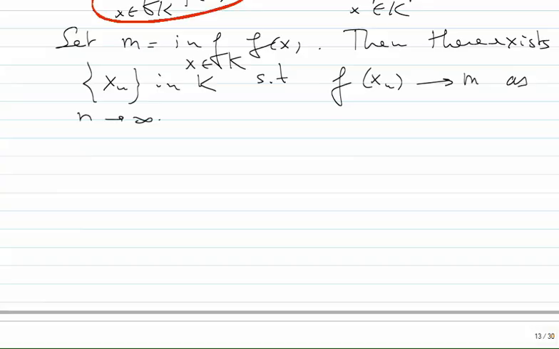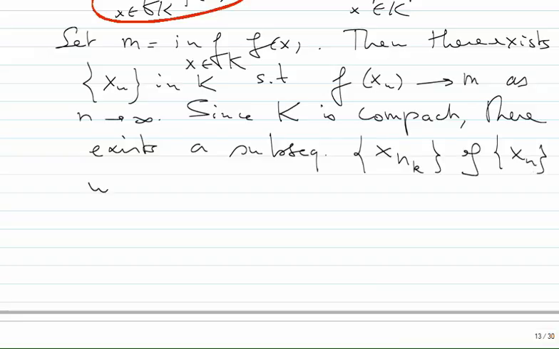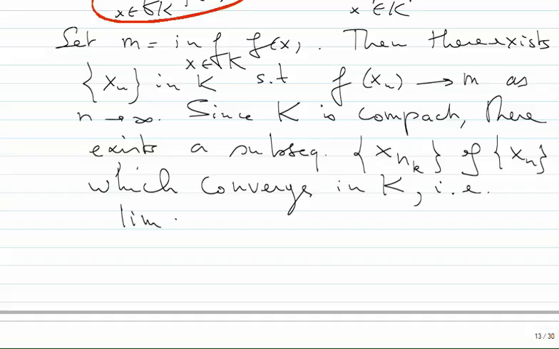Now, since K is compact, we are in a metric space now. Since K is compact, there exists a subsequence x_{n_k} of x_n which converges in K. In other words, the limit of x_{n_k} equals x0, which belongs to K, when n_k goes to infinity.